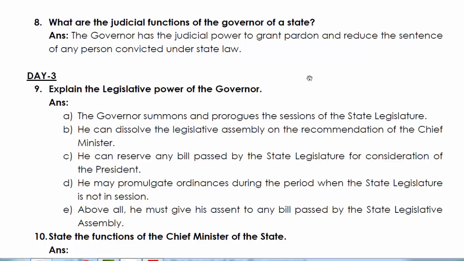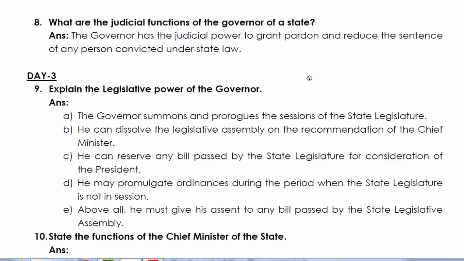Question number 9. Explain the legislative power of the governor. The governor summons and prorogues the sessions of the state legislature. Okay, state legislature is summoned as well as prorogued by this governor. He can dissolve the legislative assembly on the recommendation of the chief minister.